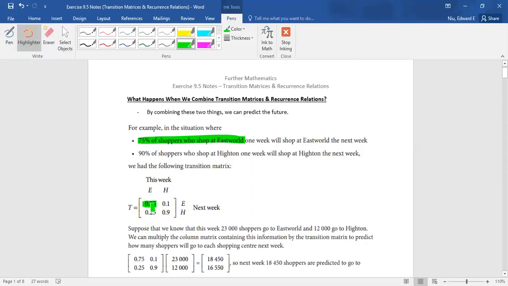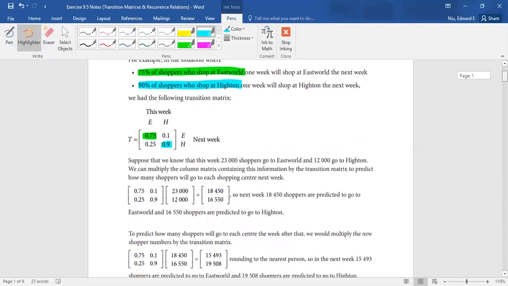So if the top left number is 0.75, 0.25 is going to be the bottom left number. This part here: 90% of shoppers who shop at Highton one week will shop at Highton again the next week. So as we can see, Highton appears to be more popular. And this detail tells you where it goes in the transition matrix, which we call T.